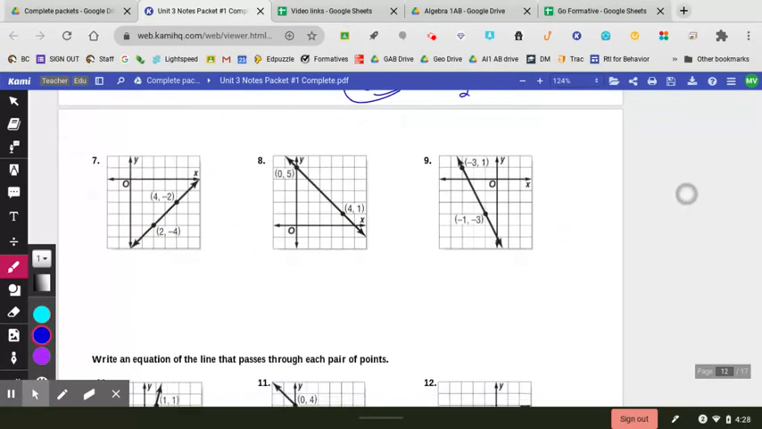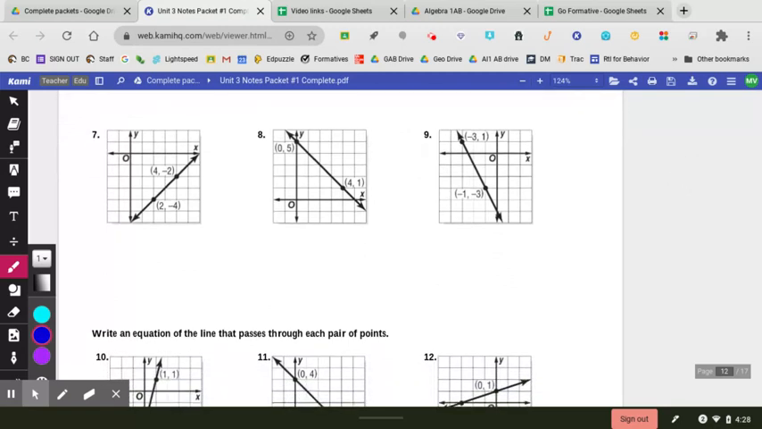So now on 7, 8, 9, we're using the 2-point idea. So again, with these, although being that they're graphed, I can find the slope without using the slope formula. So on 7, I can say that I go up 2 over 2. So that means my slope is 1. And then I get to choose what point I want to use. I'm going to use (2, -4).